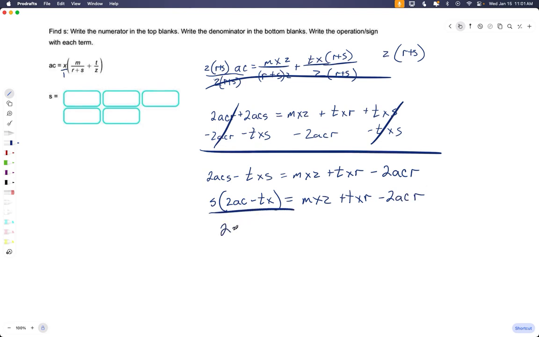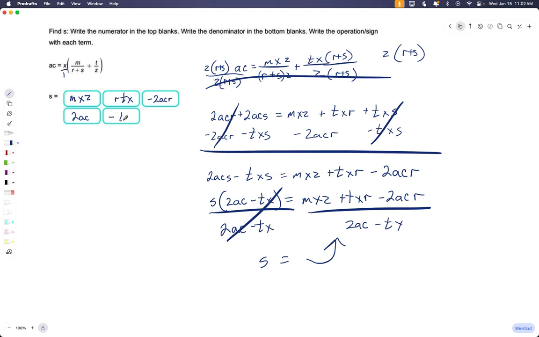Now we're going to divide by this term on both sides. This cancels, so now we have s by itself, and it's equal to this. So that's what we do. We write it in alphabetical order, which would be mxz. This is positive. Then rtx is alphabetical order. And then we have minus 2acr. On the bottom, we have 2ac, and then that's minus tx. That would be your solution.